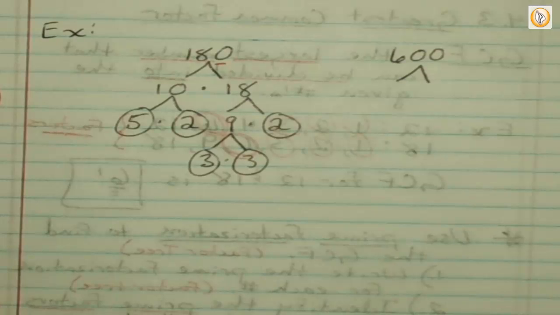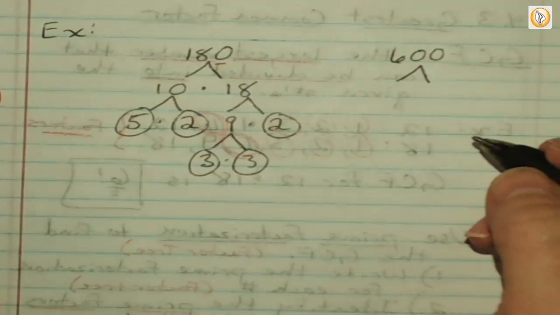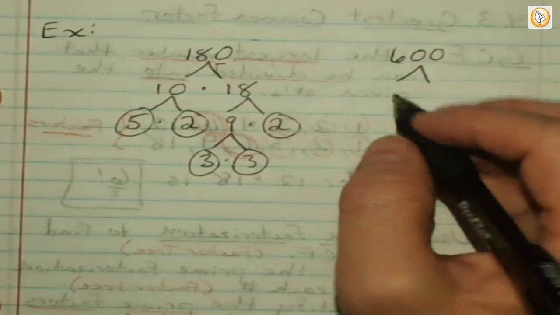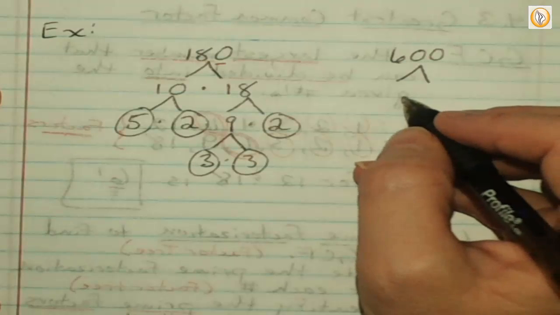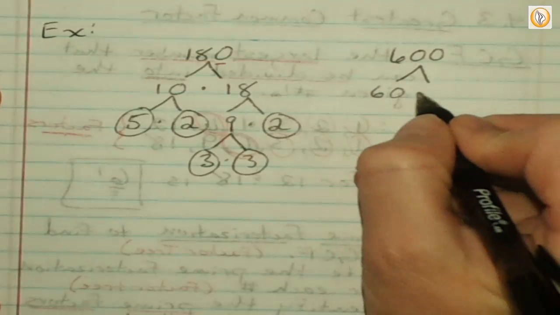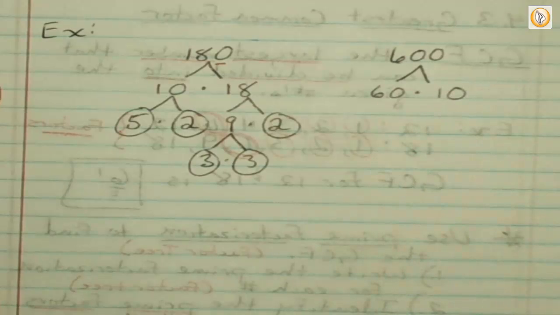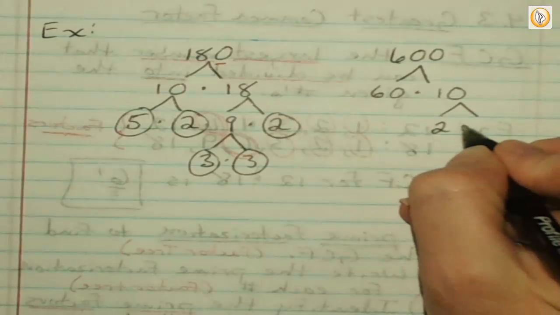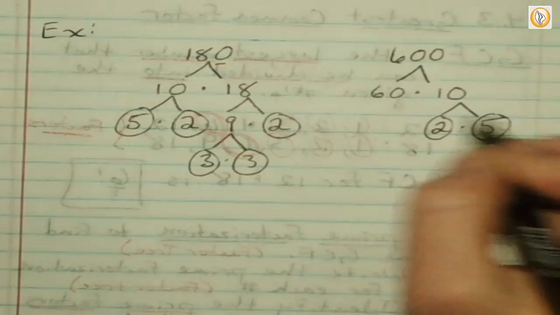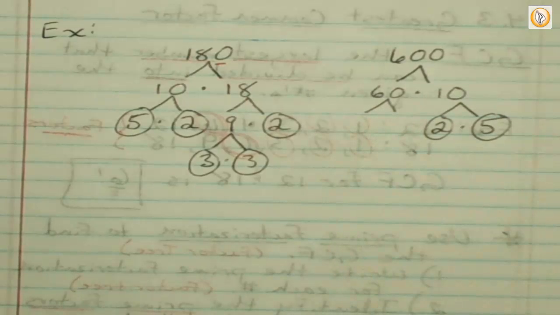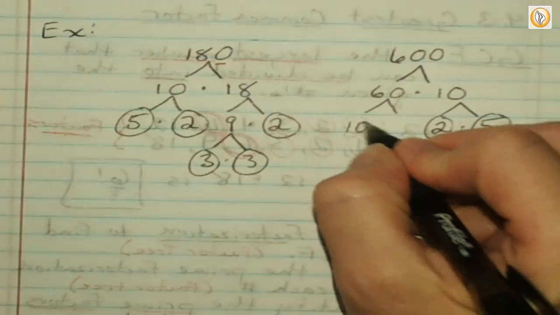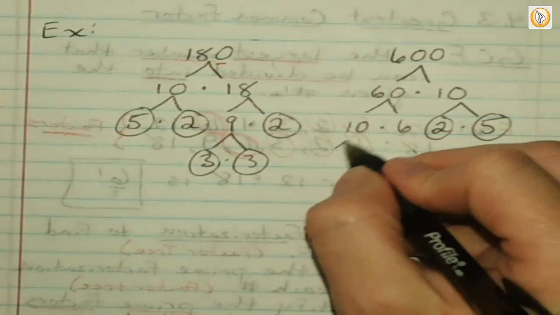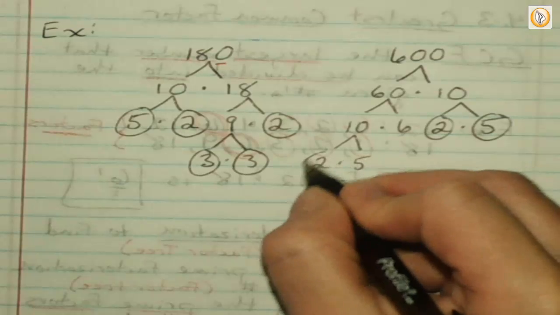All right, let's now start at 600. What two numbers, when multiplied, give me 600? 60 and 10. Okay. And we know 10 is going to be 2 times 5. Those are prime. What two numbers give me 60? 10 and 6. And then we have another 2 times 5.